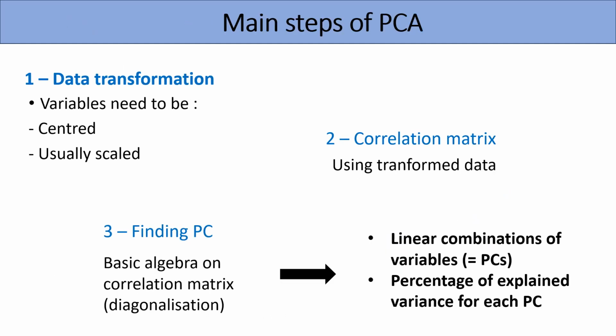Before applying PCA to our data, it is important to center and to scale it, especially when variables have different units. Then, we can compute the correlation matrix and apply basic algebraic operations to finally get in return a list of principal components and their associated percentage of explained variance. Principal components are always ranked according to this percentage. The first principal component has the highest percentage of explained variance, and so on.